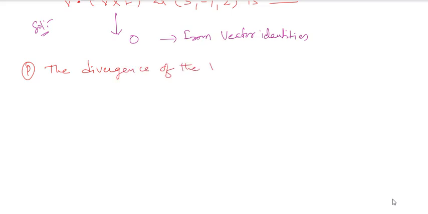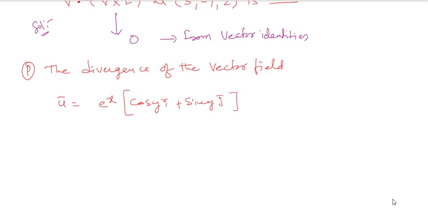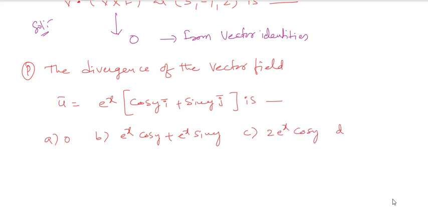The divergence of the vector field u bar is equivalent to e power x cos y i bar plus e power x sin y j bar. Options: A 0, B e power x cos y plus e power x sin y, C 2 e power x cos y, D 2 e power x sin y. This is the question they are asking: what is the divergence of the vector field?